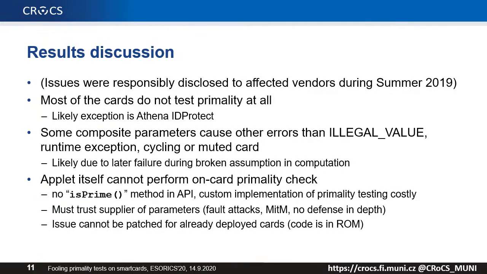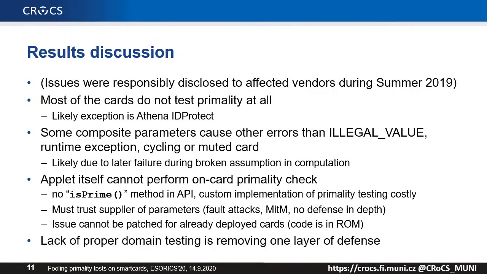So as a result, one needs to trust the supplier of these parameters. Basically, this removes one layer of defense. It also enables a man in the middle to fiddle with the parameters if they are sent. Also, if someone is mounting fault induction attacks, they are potentially able to perform faults into the domain arguments in the buffers where they are stored. And it's also difficult to patch this for already deployed cards, because for most cards, the implementation is burned in ROM, so it can't be updated.